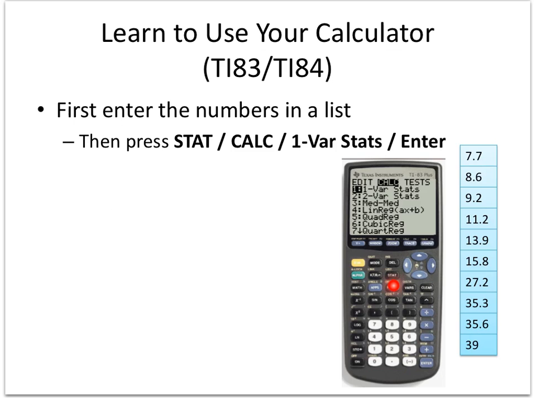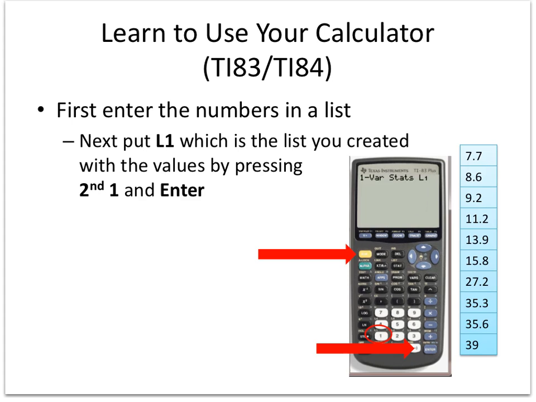Then press the Stat button again. After you press Stat, use the right arrow to go over to Calc, and then 1-Var Stats, and press Enter. It will come up with this screen that says 1-Var Stats, and you've got to tell it where your data is, which is in list 1. You do that by pressing 2nd and then 1 and then Enter, because you'll see right above your 1 shows an L1. So that's all you're doing, getting that L1 so it knows where your data is located.